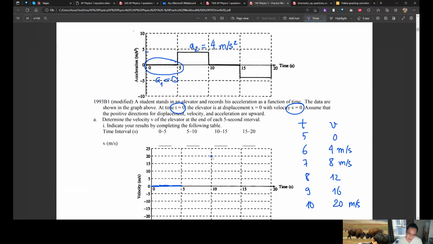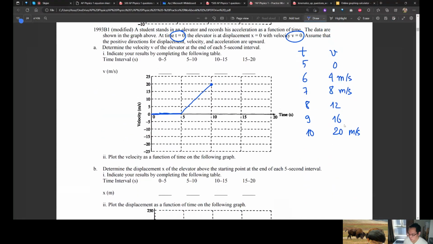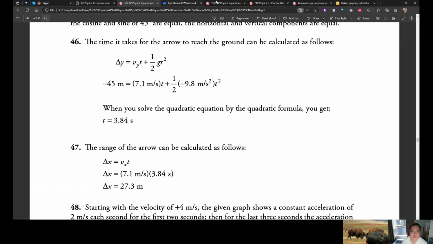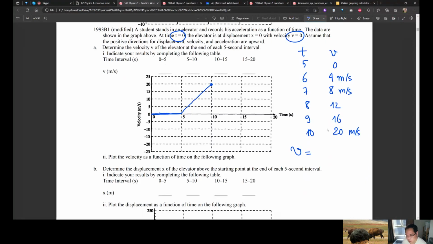It increases linearly from 0 to 20, a straight line connecting those points. Or you can calculate the velocity with the first equation in the formula sheet here: initial velocity plus acceleration multiplied with time. The acceleration is 4 meters per second square. Initial velocity is zero. Multiply with the time, 5 seconds. So the answer is 20 meters per second. That is for the second part.